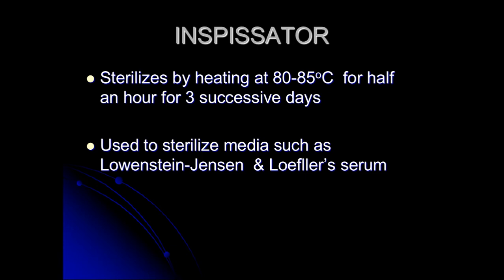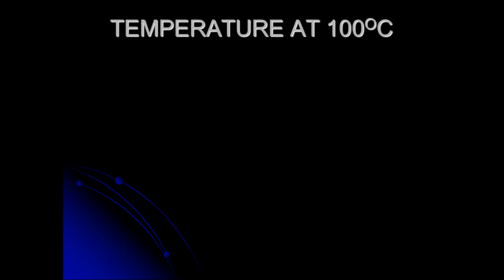This method is mainly useful for those media which contain coagulable proteins, mainly the Lowenstein-Jensen medium, commonly known as LJ medium, which contains egg and is used for the cultivation of Mycobacterium tuberculosis. Similarly, the second medium is Loeffler's serum slope, which contains serum. This medium is also useful for the cultivation of some fastidious organisms, mainly Corynebacterium diphtheriae, which are grown on Loeffler's serum slope. So this inspissator is most commonly used in the laboratory.